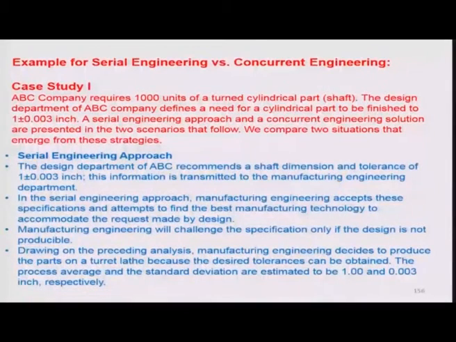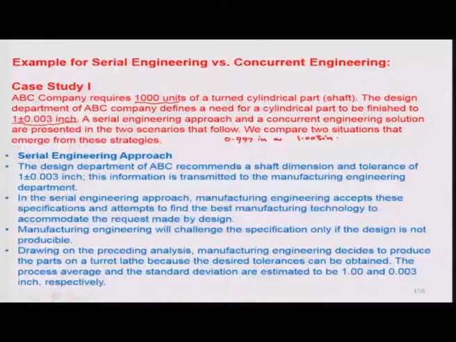So, let us look at the serial engineering example first. I think I had just mentioned this, in context of which we had started solving this cylindrical part turning and fitting to different machines and the transformation model that we discussed in the last few slides. So, there is this company which requires about 1000 units of a turned cylindrical part, and the design department suggests the need for a cylindrical part to be finished up to an extent of 1 plus minus 0.003 inches, meaning thereby that the specifications would be from 0.997 inches to about 1.003 inches. Okay.